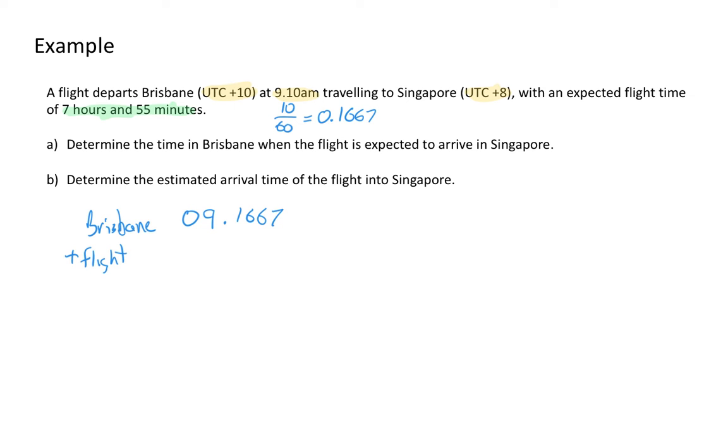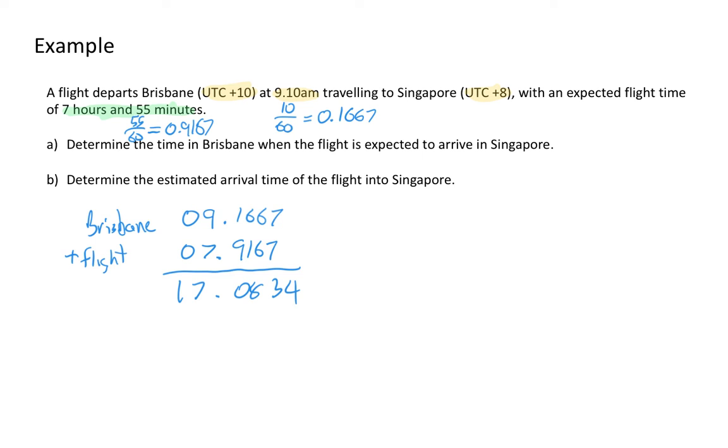So then I can add on my flight time onto that. And my flight time is 7 hours and 55 minutes. So I can do the same process, 7 hours, and then I want to convert my 55 minutes into a decimal. So I'm going to go 55 divided by 60, and that's going to equal 0.9167. So my flight time is going to be 7.9167. So adding those two numbers together, I get a time of 17.0834.